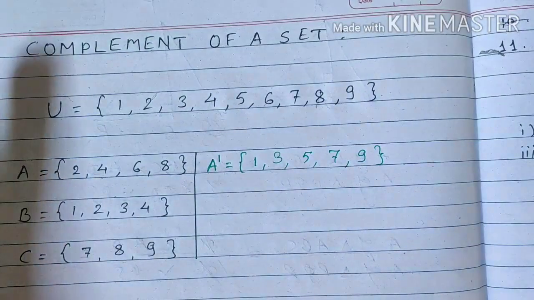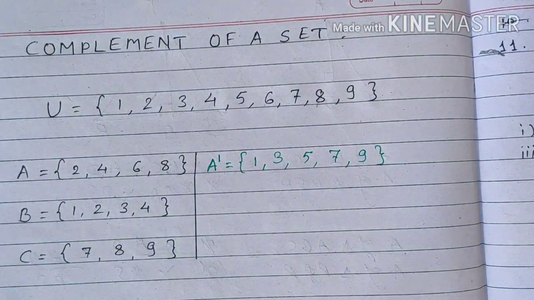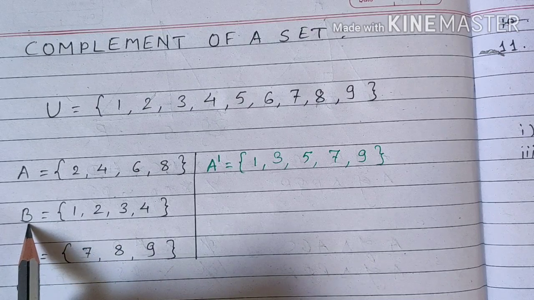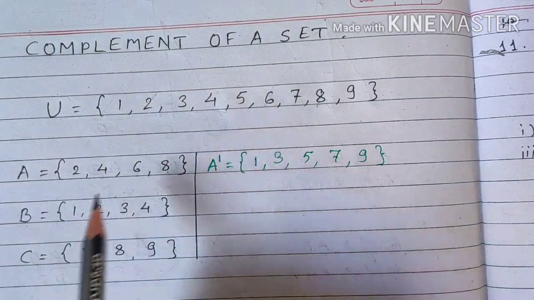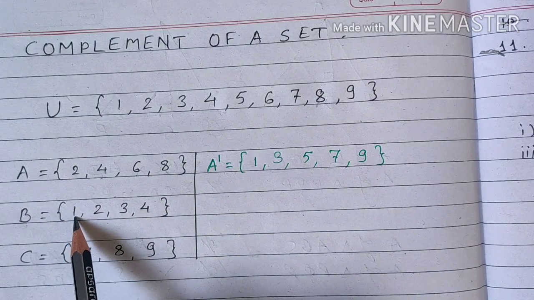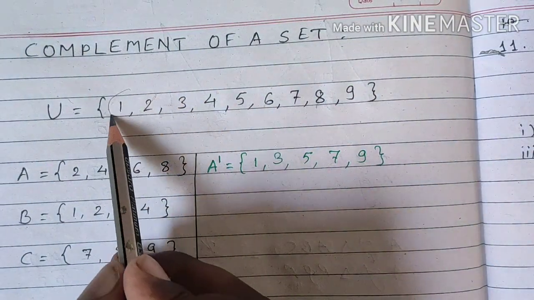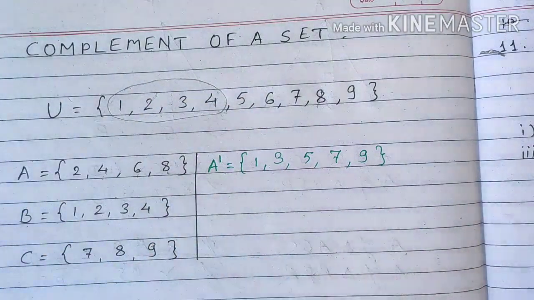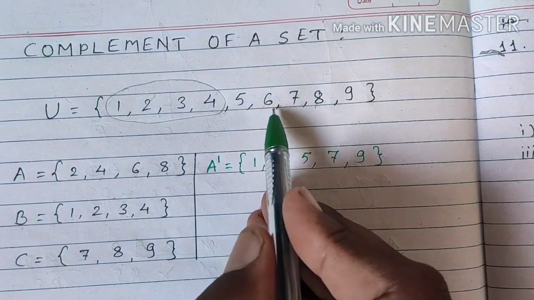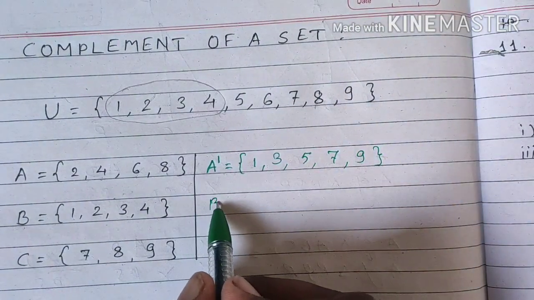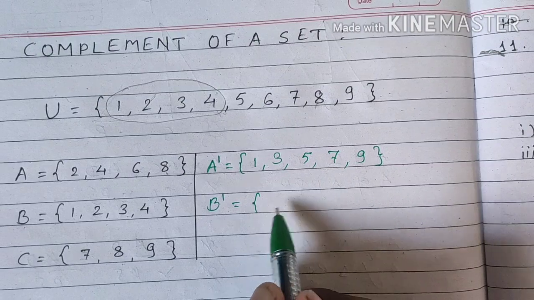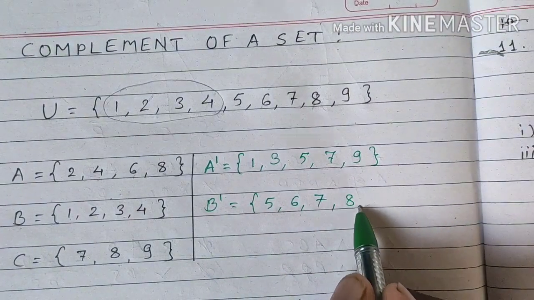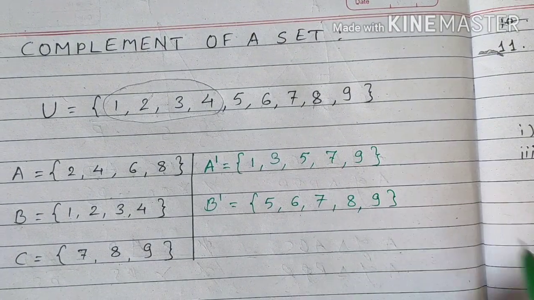Now in the same way, if we want to write the complement for the set B, then what are we going to do? Remove the elements of the B set from the universal set. That means we are going to remove 1, 2, 3, 4. So let us remove these 4 elements which are in the B set. So what are the remaining elements here? 5, 6, 7, 8 and 9. This is our B complement set.